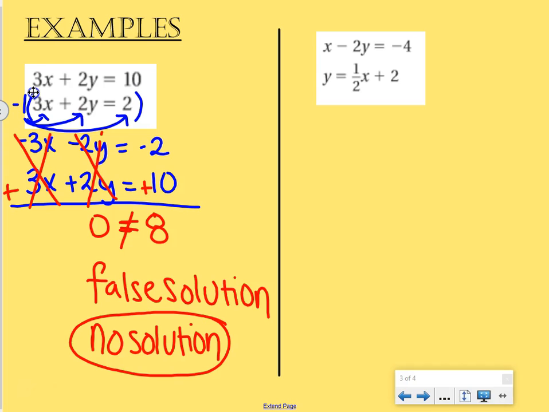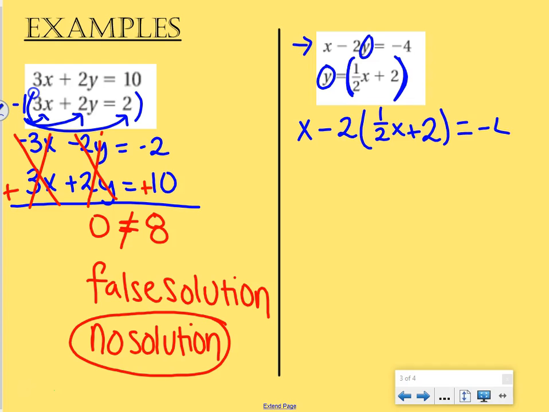For our second one, we have x minus 2y equals -4 and y equals 1/2 x plus 2. We can do this one of two ways. We could substitute 1/2 x plus 2 in for y, or we could solve our first equation for y and compare the two equations. Let's just try the substitution way. In our first equation, we have x minus 2y. Well, when we see y, that means we can substitute in 1/2 x plus 2, and that equals -4.